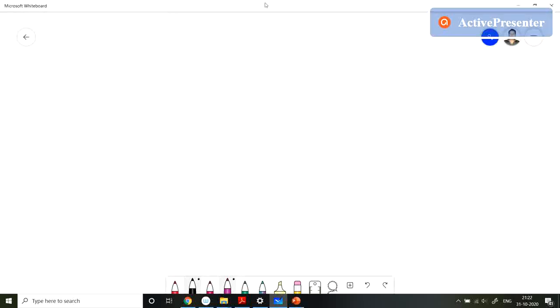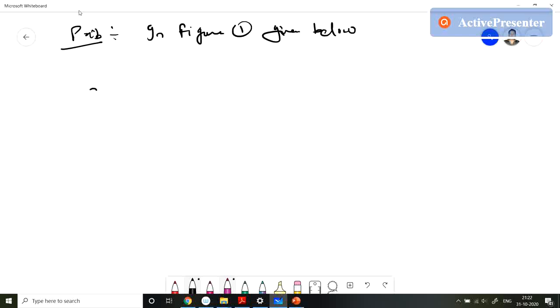Let us solve another problem. The problem is in figure 1 given below. So what is figure 1? Let us draw figure 1. So x(n) is applied to a summer. Let us first draw this figure.